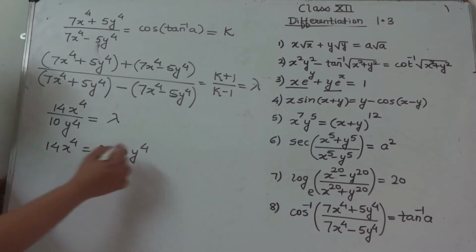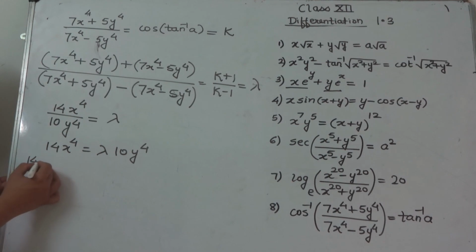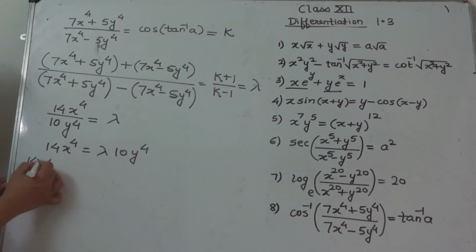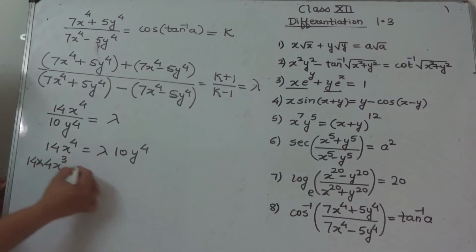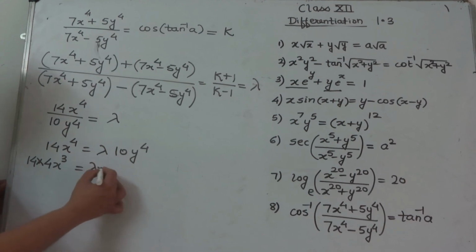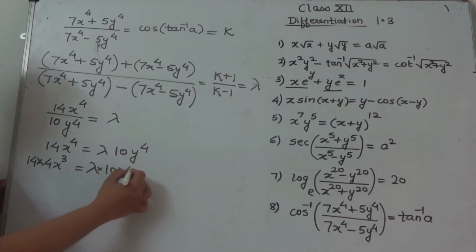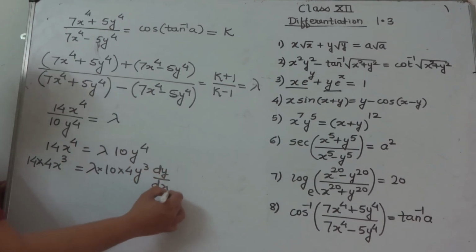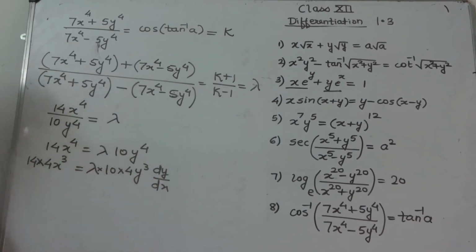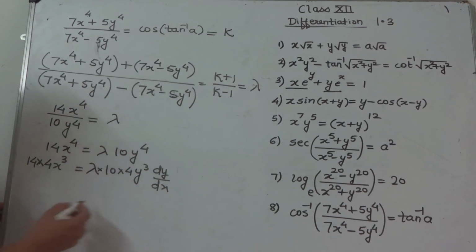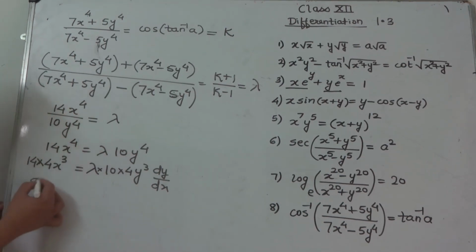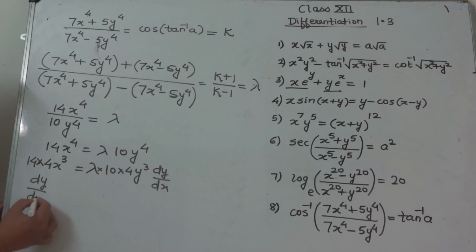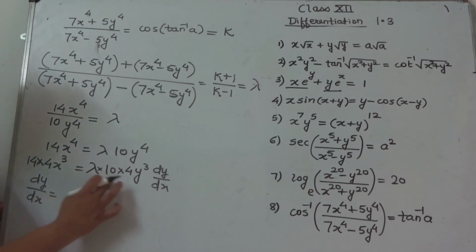Now students, if we differentiate this, we will get 14 constant 4 times x cube equal to lambda constant 10 constant 4 times y cube dy by dx, and check what do we get. Now dy by dx on one side equal to, we have to divide by this complete term.